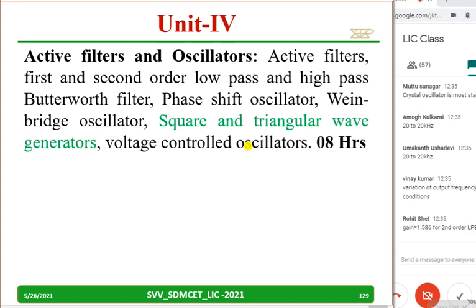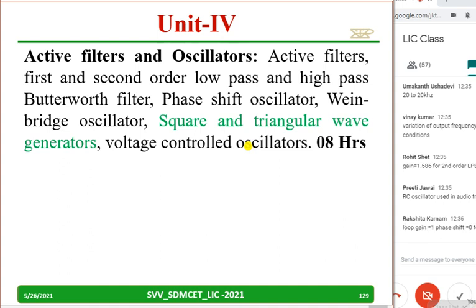Vinay Kumar has typed a variation of output frequency to the external conditions. This was the answer for a particular point. Okay. Gain is 1.586 for second order low pass filter. Rohit Sheth, thank you very much for that answer, because others can easily recall now. For Butterworth, second order low pass or a high pass filter, gain should be 1.586.